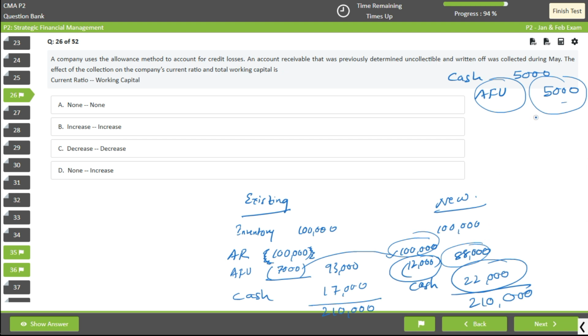So by this transaction, what is going to happen? Current ratio, there will be no change, and working capital is the difference between current assets minus current liabilities. So there will be no change in working capital as well.